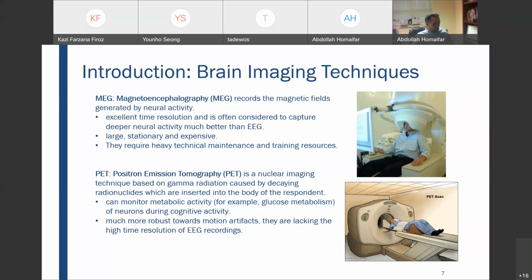Another one is positron emission tomography. It's a nuclear imaging technique based on gamma radiation caused by decaying radionuclides, which are inserted into the body of the respondent. It can monitor metabolic activity, like glucose metabolism of neurons during cognitive activity. It is much more robust towards motion artifacts, but it lacks the high time resolution of EEG recording.